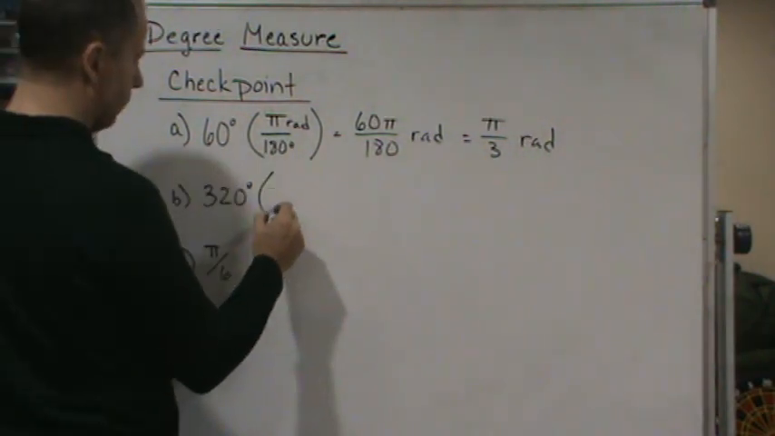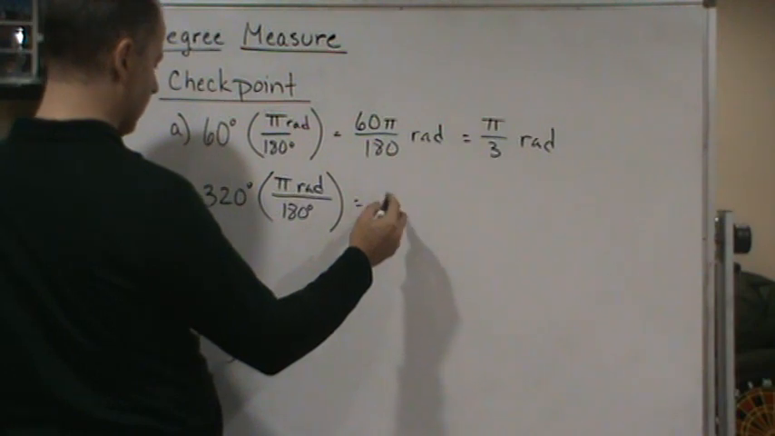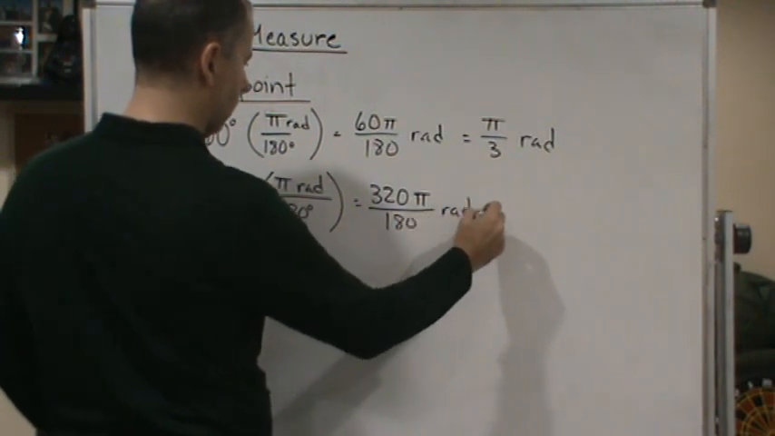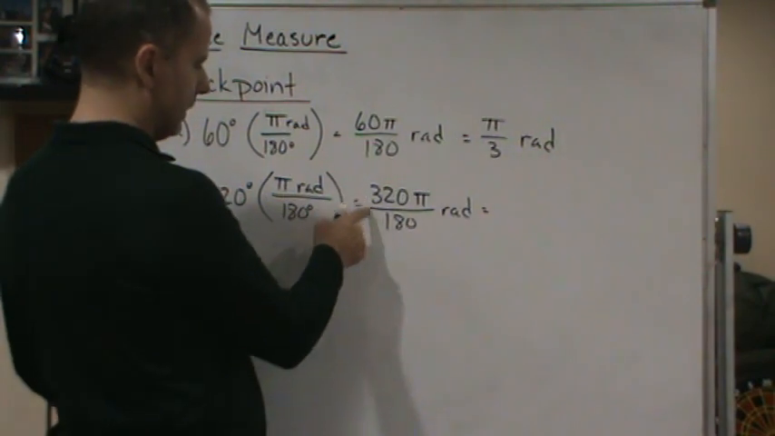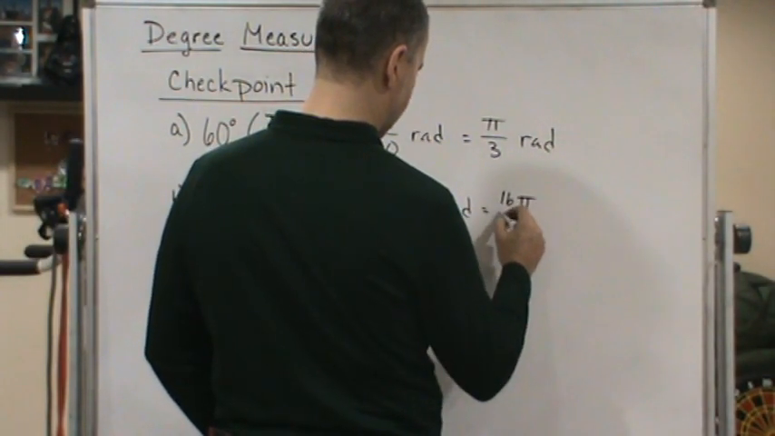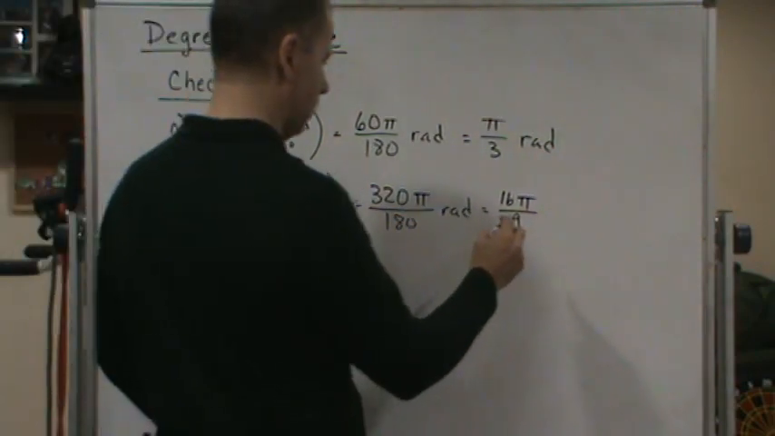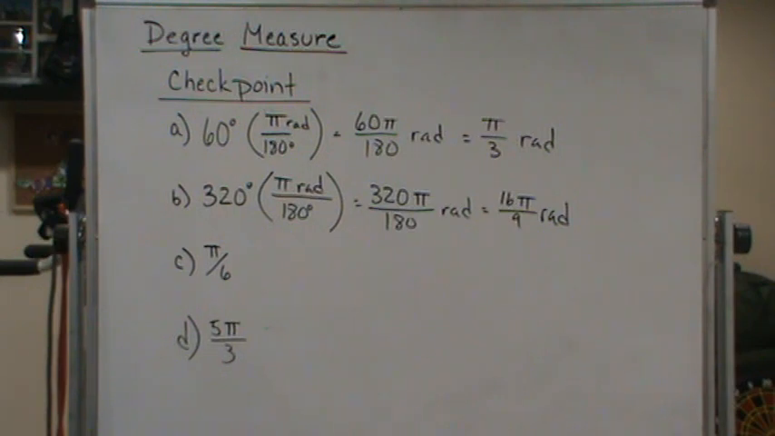Now for part B, same thing. We're going to multiply by pi radians over 180 degrees, then multiply and simplify. That's going to be 320 pi over 180 radians. Again, we're going to simplify. Of course, we can drop the zeros, so 32 over 18. Obviously, we can reduce that to 16 over 9. So that'll be 16 pi over 9 radians. And that is simplified; it cannot be simplified any further than that.